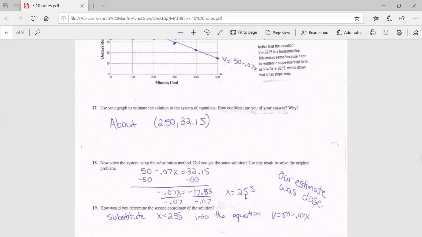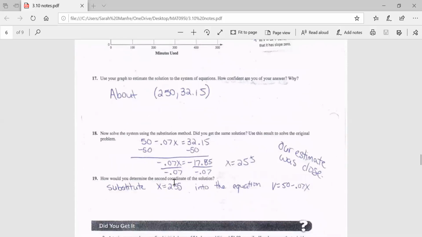So was it close? Yeah, because I estimated about 250. 255 is pretty close. How do you determine the second coordinate? Well, I'm going to take my answer of 255 and put it into the equation. So 50 minus 0.07 times 255, and that's going to give us an answer of 32.15.